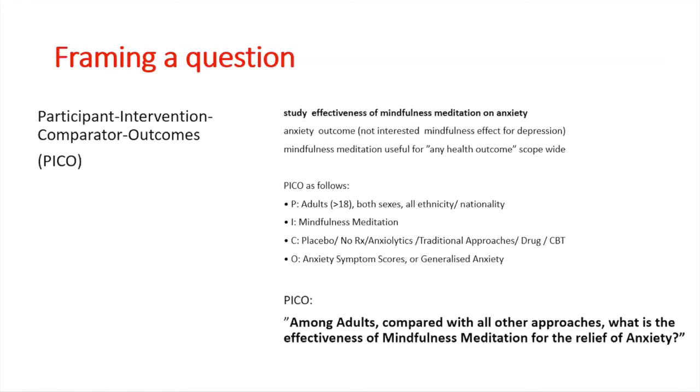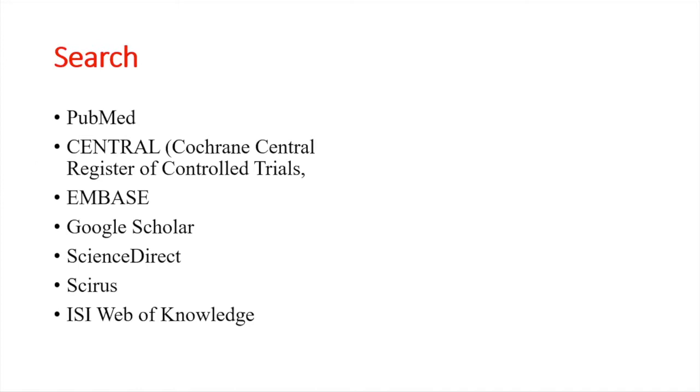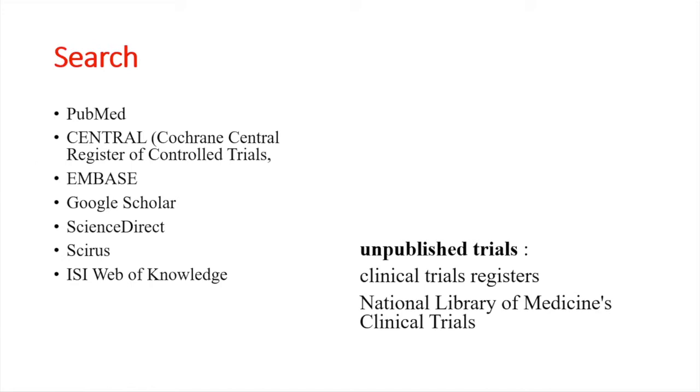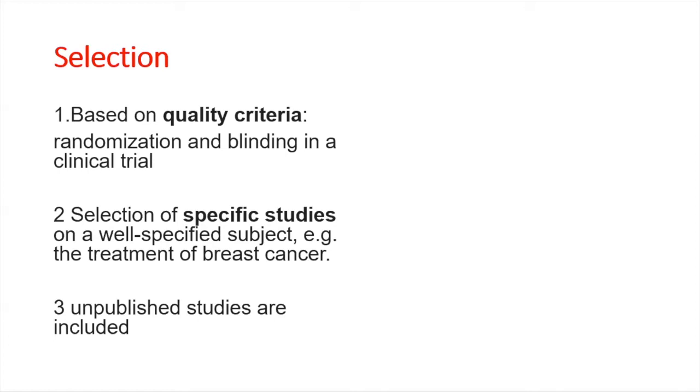Right? We then go and do a search. And we can use all these search engines that have data. But we mustn't forget the unpublished data. Now, unpublished data is also registered in clinical registries and in libraries. Or you can also ask your mate who's doing trials, as long as you acknowledge unpublished data. Okay? And then we do selection based on either a quality criteria or using specific studies, including unpublished studies.